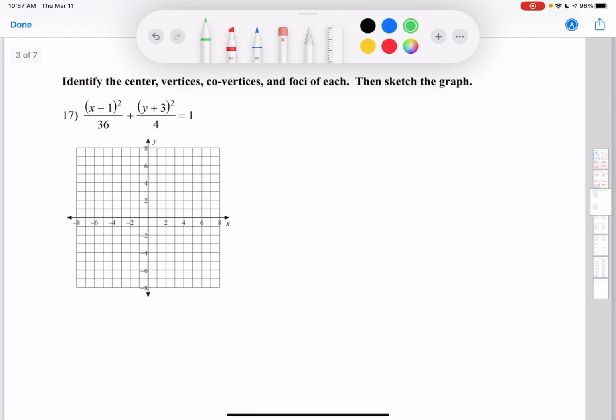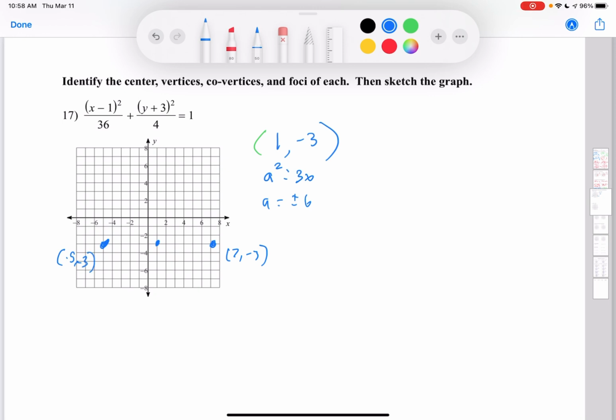Number 17 says identify the center, vertices, covertices, and foci of each, and then sketch the graph. Okay, so start with the center. The center is going to be, my x is 1, negative 3. So I'm going to go ahead and put a mark at 1 and negative 3. My a squared value is 36, so my a value is going to change by plus or minus 6. And like I said before, I'm happy with you just putting it on the graph. You don't necessarily need to name them. But my x value is changing by 6, so it goes there, and it goes there. And if you want to name them here, you certainly can. That's the point 7, negative 3. And you should do this anyway. And this is the point negative 5, negative 3.